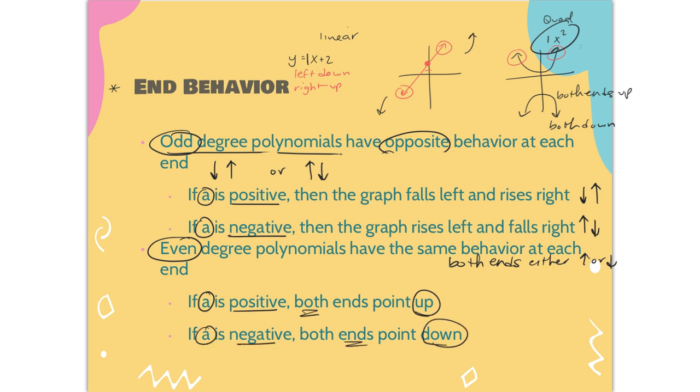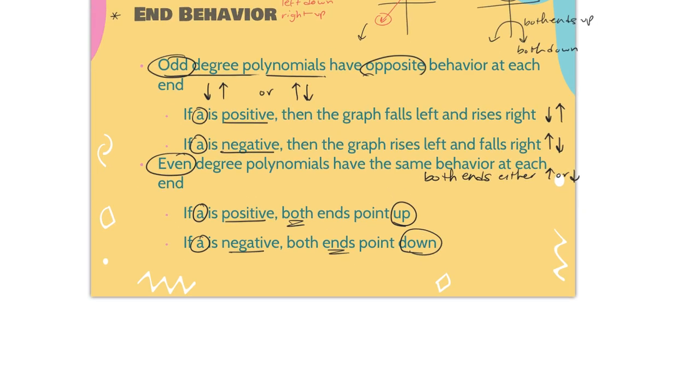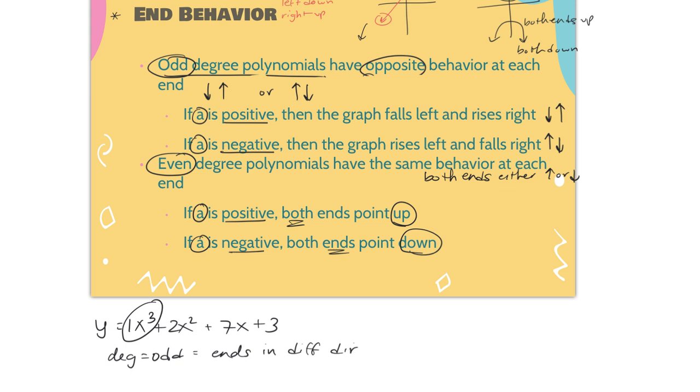Okay? So that's how, when I see an equation, I can immediately tell you how the ends are going to go. So let me give you some examples. Let's say I have x cubed plus 2x squared plus 7x plus 3. That's a big equation, and you might be a little confused on how you're going to graph it. But if you look at this leading term, you see that the degree is odd, okay? So that means the ends are going to go in different directions. And then you look at the a value, which is positive, which means my left is going to go down and my right is going to go up.